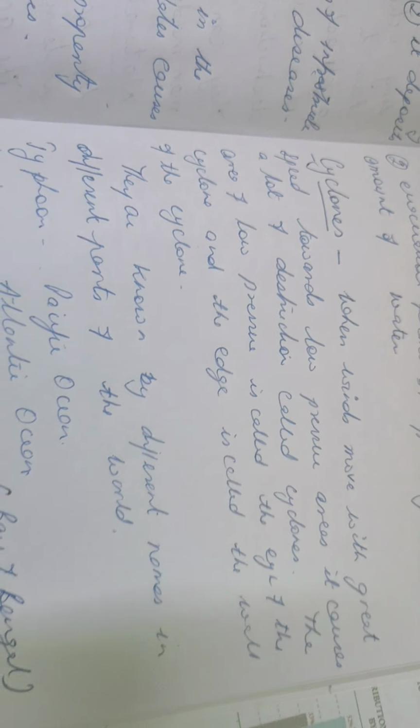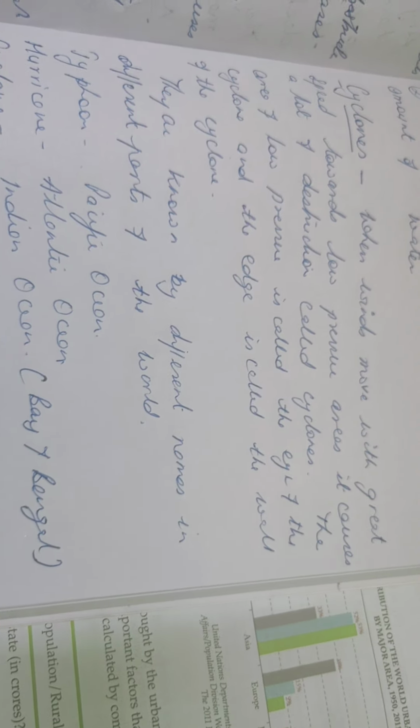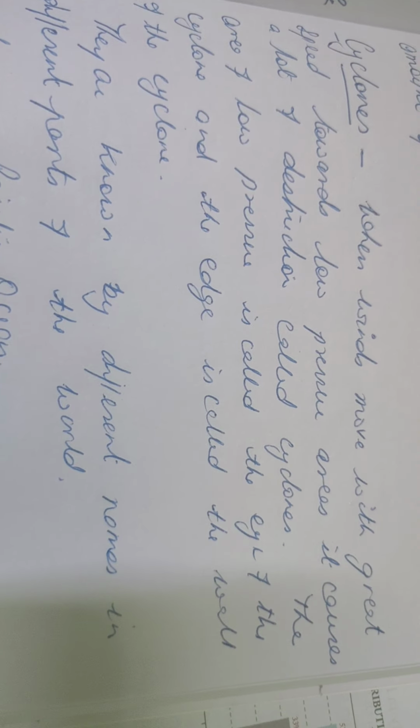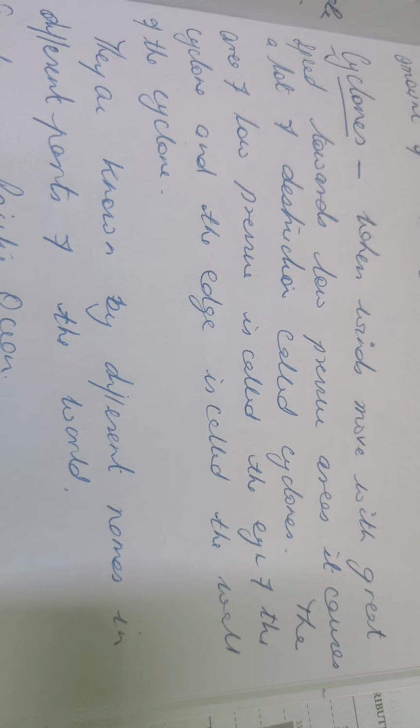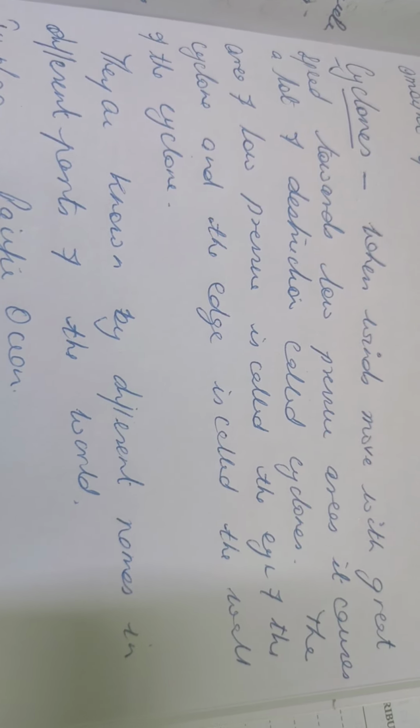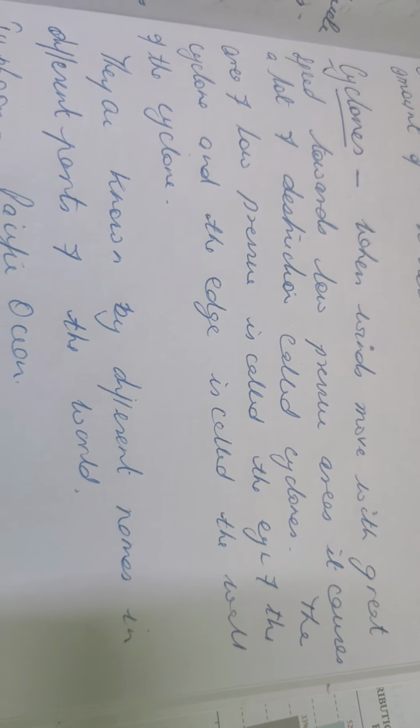And the fourth, which we are going to pick up as a natural disaster, is a cyclone. When winds move with great speed towards low pressure areas, it causes a lot of destruction, called a cyclone. And the area of low pressure is called the eye of the cyclone, and the edge is called the wall of the cyclone.